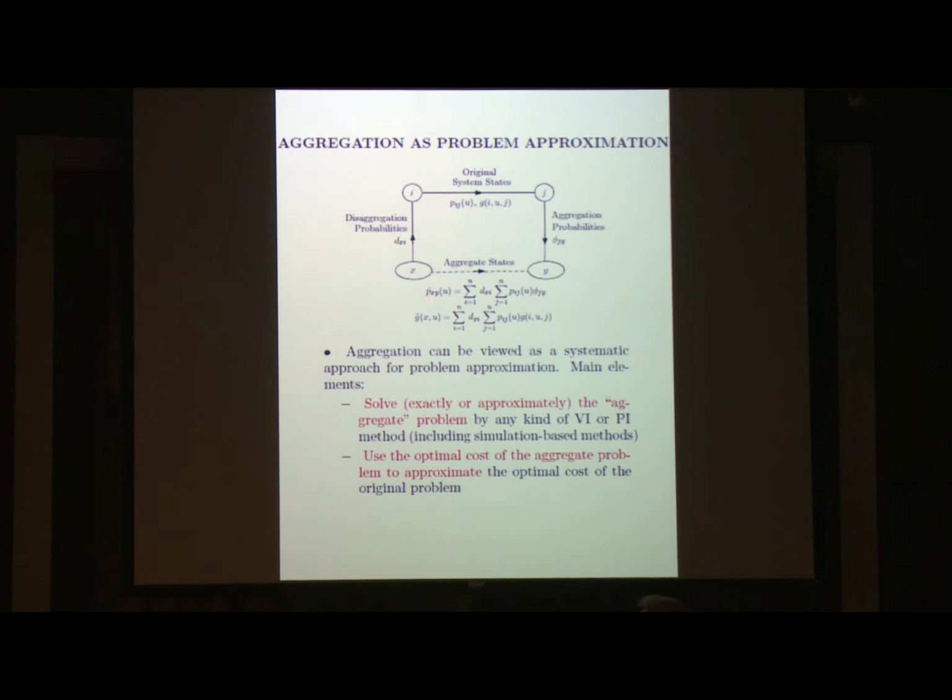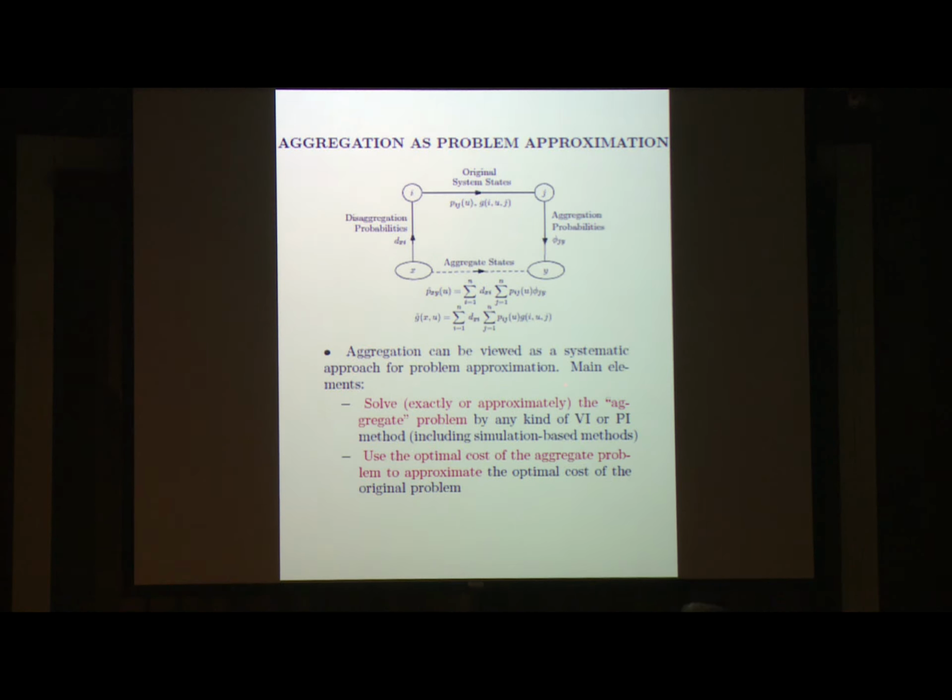And these transition probabilities, the p hats and the g hats, can be set up so that you solve this lower dimensional problem, an aggregate problem, get the costs for that, the cost of states of this aggregate problem, and then use them to approximate the cost of the states of the original problem.